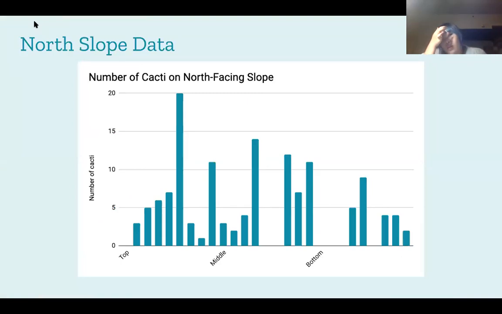So in the north slope data, as you can see, this is a graph of the number of cacti on the north facing slope as the slope goes. On the x-axis, it's divided into the top section, the middle section, and the bottom section. And on the y-axis, you have the number of cacti. You can see a line of correlation in this graph. That is, as the slope decreases, the number of cacti decreases.